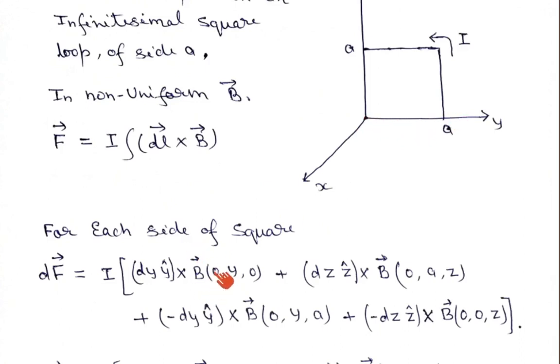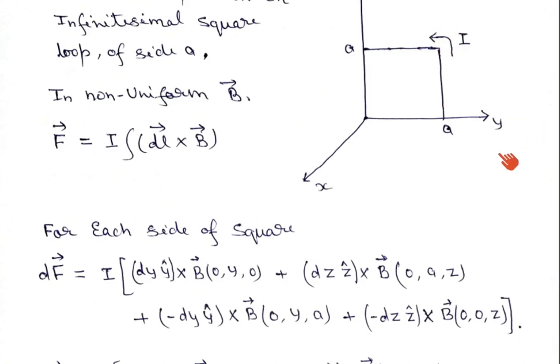That is why I have taken as y. But at this place, if you see, x is equal to 0, but y is equal to a, and z is changing. This means the magnetic field may change along the z direction. So that is why dz z unit vector cross product B vector at 0, a, z. Similarly, if you go for this side, the displacement vector will be along the minus y unit vector.